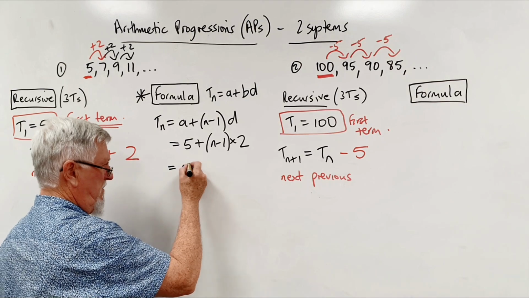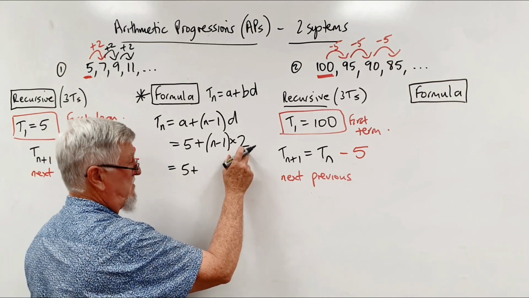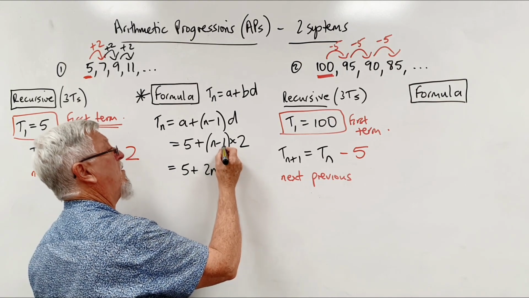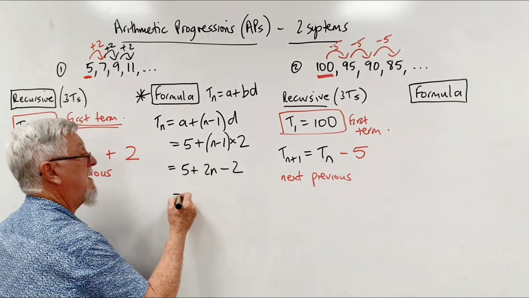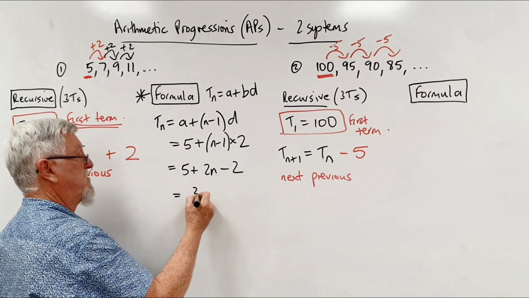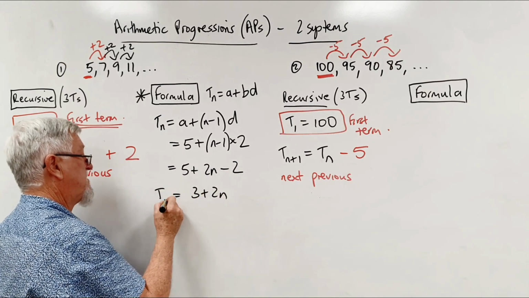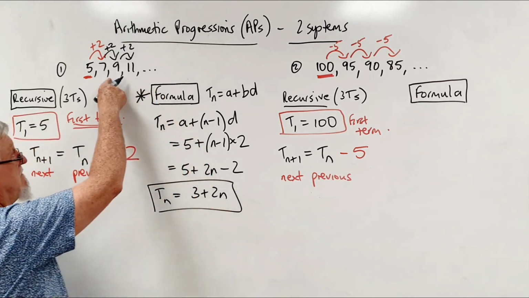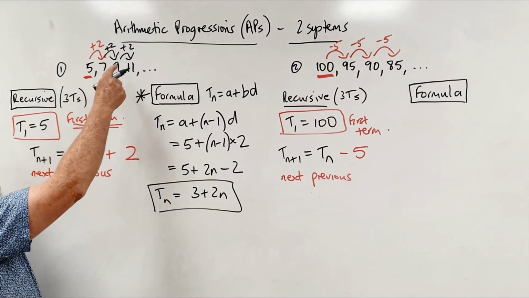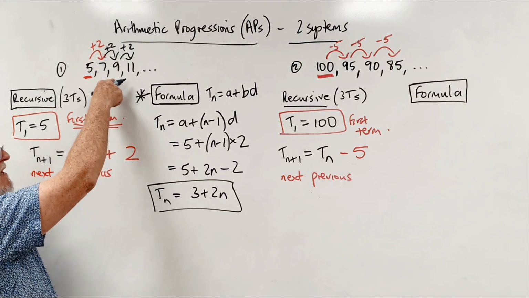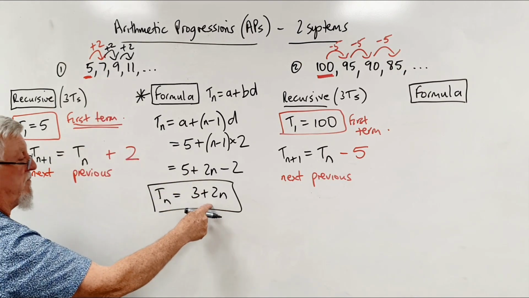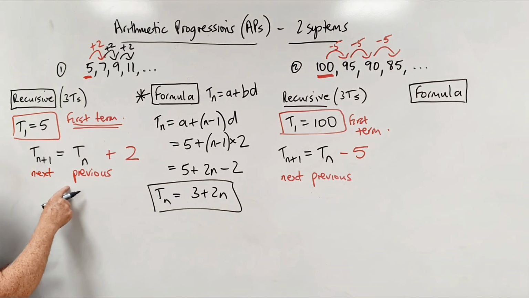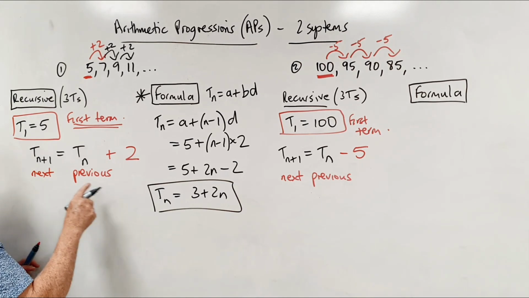So what have we got? We've got 5 plus, what's the trap? It's 2 times n. And then minus 1 times 2 is minus 2. Then you have 5, take the 2, which is 3 plus 2n. This is the formula for that progression, we're going to say series. For that progression, that's the formula. But if we write it recursively, that's what we write recursively. So recursive writing, formula writing.